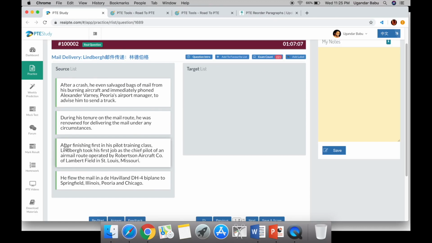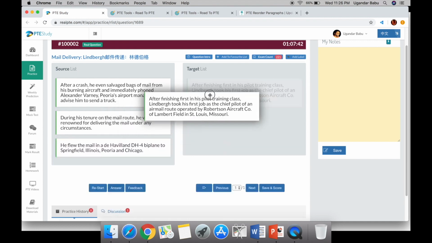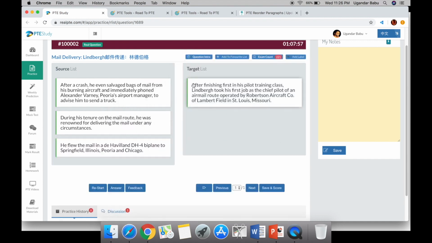Independent sentence. After finishing first in his pilot training class, Lindbergh took his first job as the chief pilot of an airmail route operated by this and here. So this should be the first sentence. Sometimes the sentence can start like this as well. After finishing first in his pilot, but you have to read the entire sentence so that we can identify whether it is an independent sentence or not. Because in the same sentence itself, the noun of this pronoun will be mentioned. So read it carefully. After a crash, he even salvaged the bag of mail. After a crash, so somewhere something has happened.